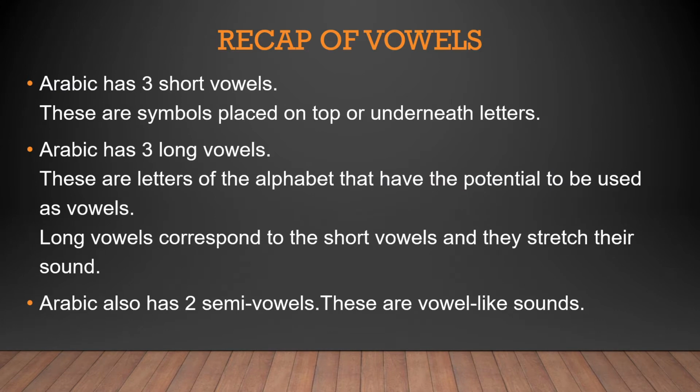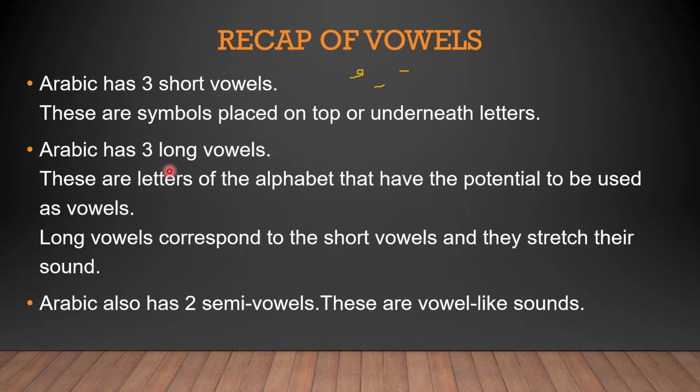Alright, so now we'll be doing the recap of vowels. We already know that the Arabic language has three short vowels: the fatha, the kasra, the dhamma. This is fatha, this is kasra, and this is dhamma. And all these are symbols that are placed on top or underneath of letters.